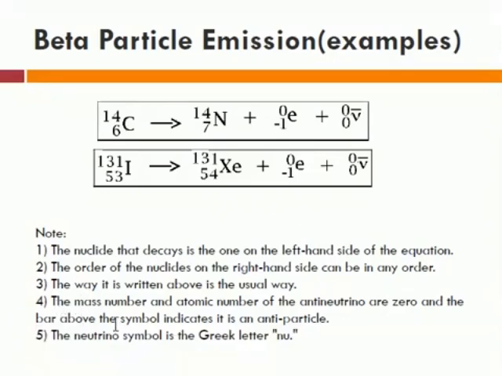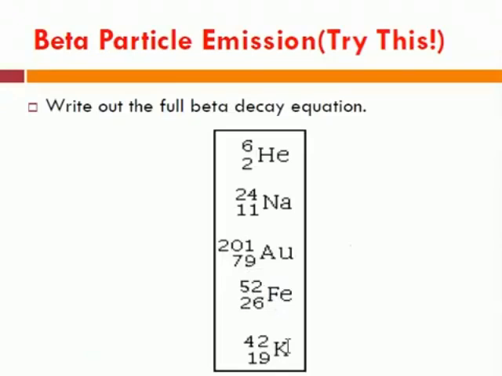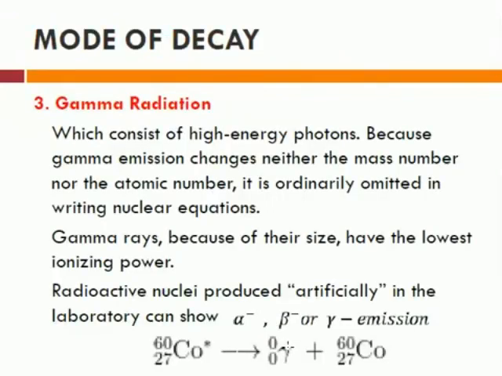Number 4, the mass number and the atomic number of the anti-neutrino are 0, and the bar above the symbol indicates it is an antiparticle. So the neutrino has a mass number and atomic number of 0, 0. The neutrino symbol is the Greek letter nu. Later, we're going to answer the example under beta particle.